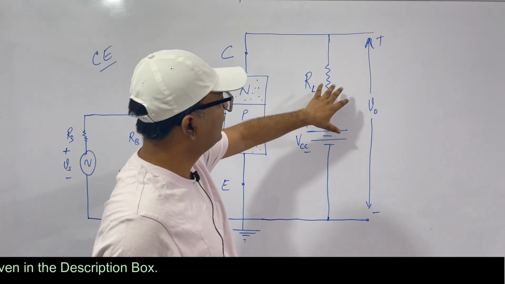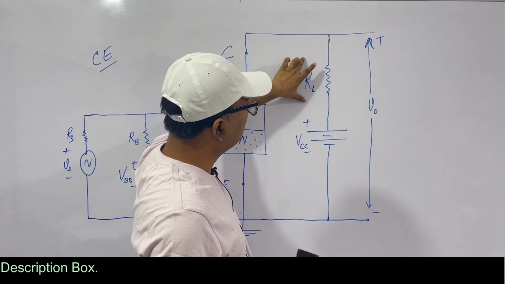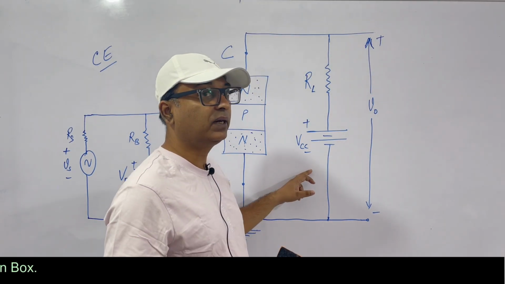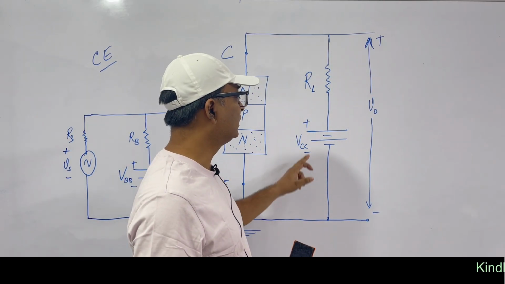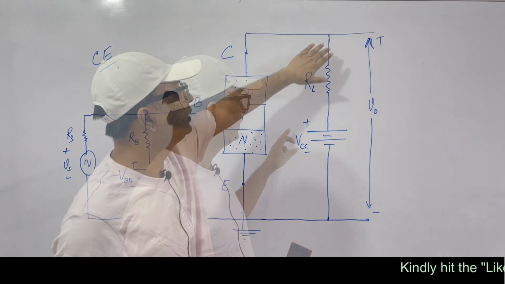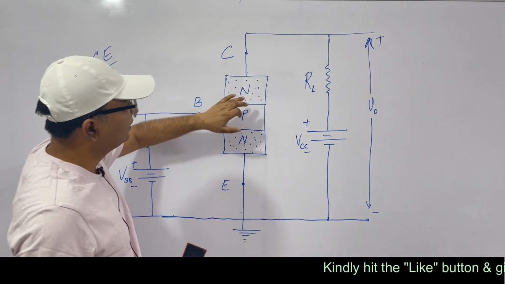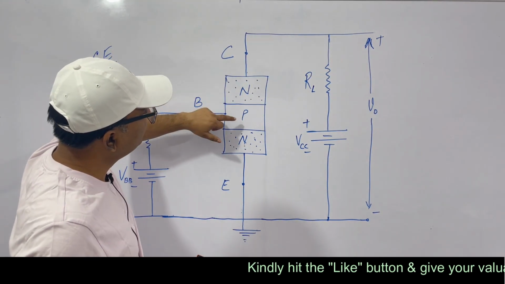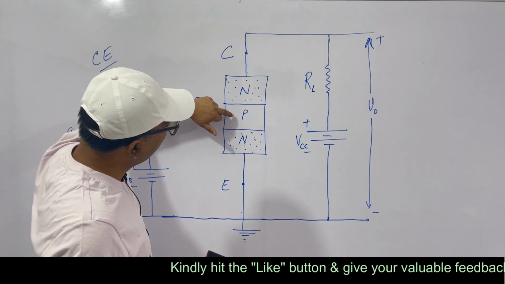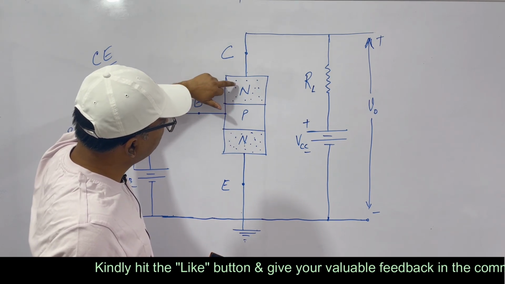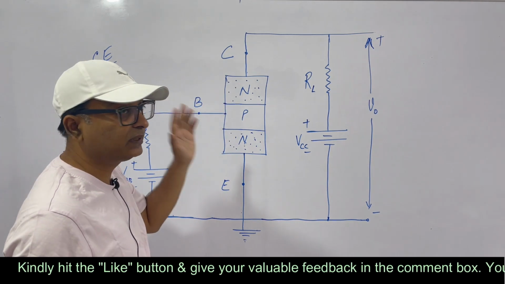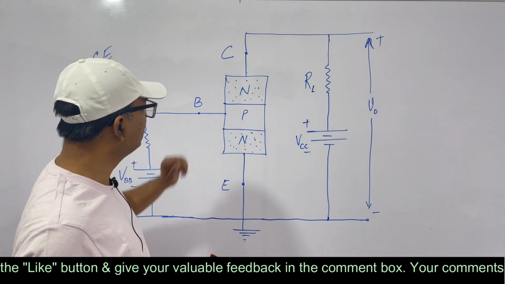What is this? I'll start from this side. This is the load, and this is VCC. That is the power that drives the load. It is a DC source. This connects to the collector. This is NPN. The flow of current is from this side to this side, P to N side. This you know. This is base.